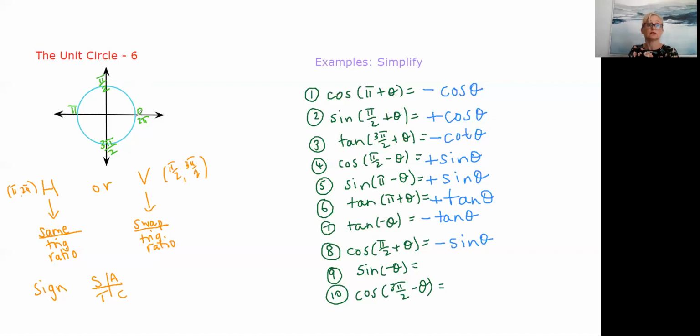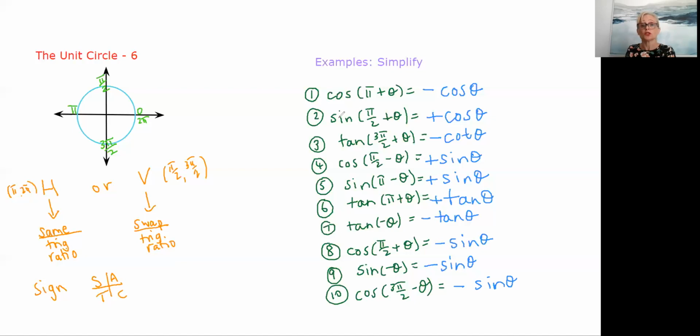Sine of negative theta, horizontal or vertical? It's horizontal, so it'll be sine of theta. We are in our fourth quadrant and sine is negative there. And last one for this video, cos of 3 pi on 2 minus theta, horizontal or vertical? It's vertical, so cos is going to swap to sine. And we are in our third quadrant, so cos is negative there. Now, do you see how a little bit of understanding can save you a whole truckload of rote learning? Way, way easier to simplify these if you just ask yourself those questions.